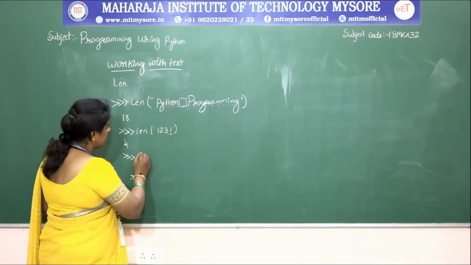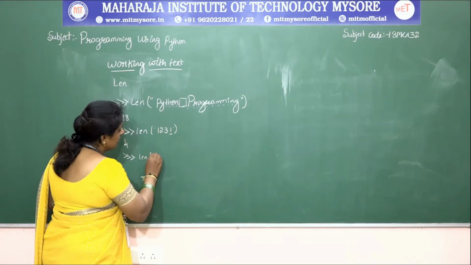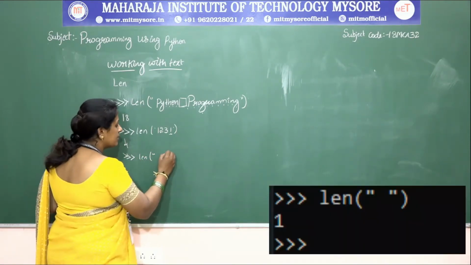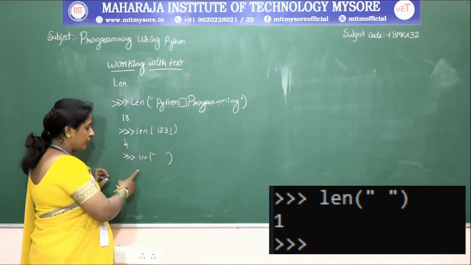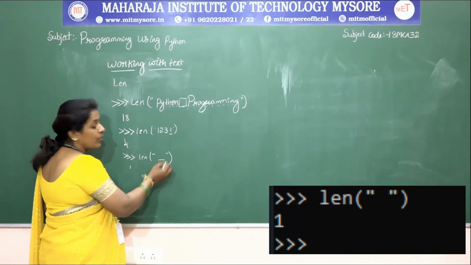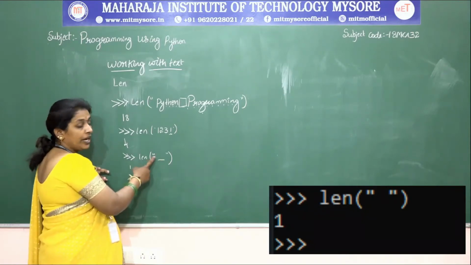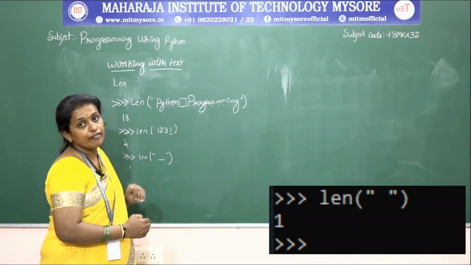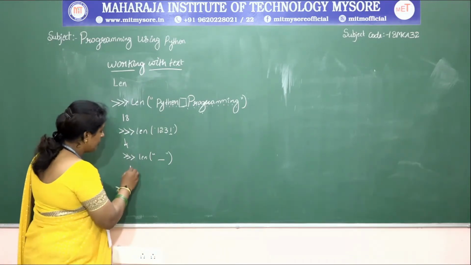Let us count. I am opening the quotes, then giving a space, then closing. So when I execute this, I will get the answer as 1 because there is 1 space between the opening and closing quotes in the len function. Let us consider one more example.